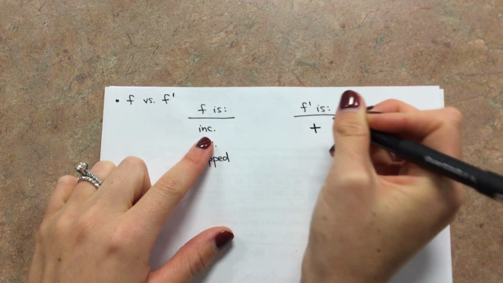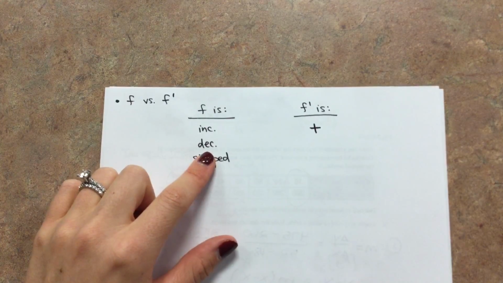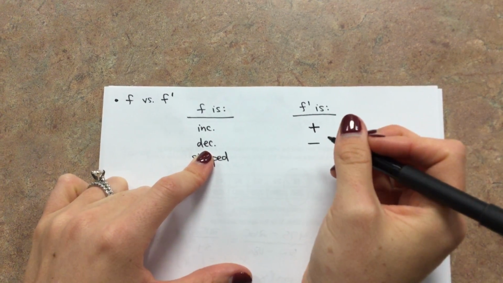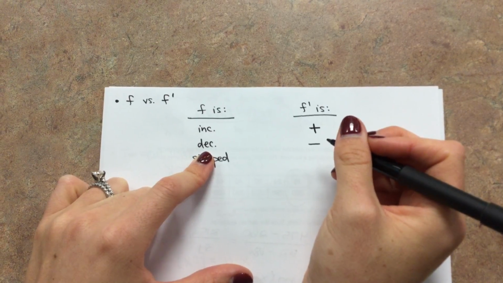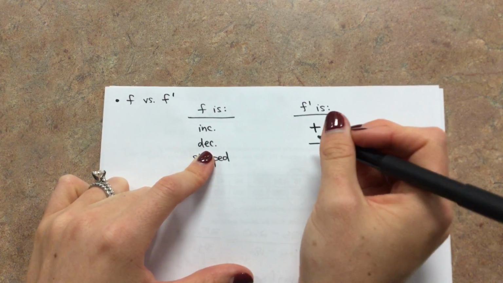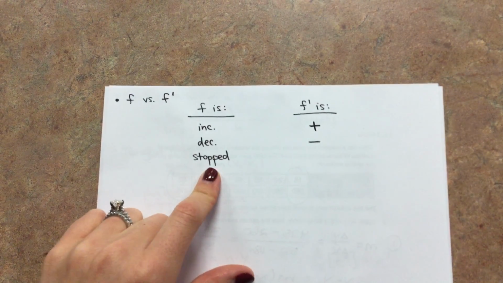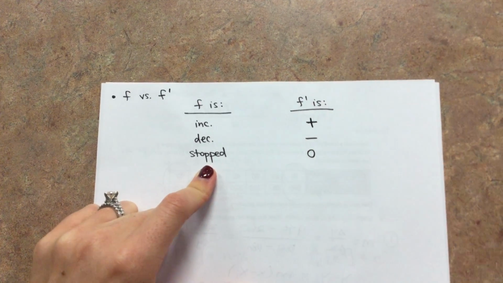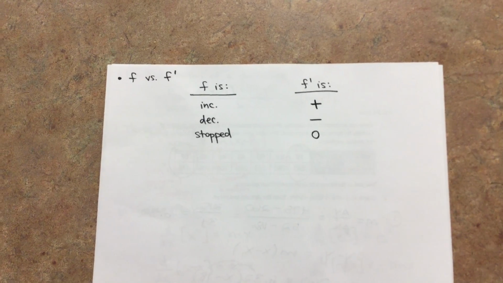This would be a positive value. If f is decreasing, f prime is negative. And by positive and negative, we mean above the x-axis or below the x-axis, like positive y values or negative y values. And if f is stopped, f prime is 0. Good. That would be an x-intercept. Okay, so those three features.